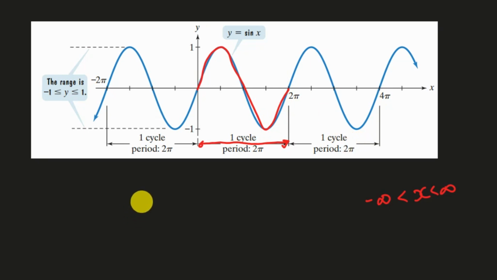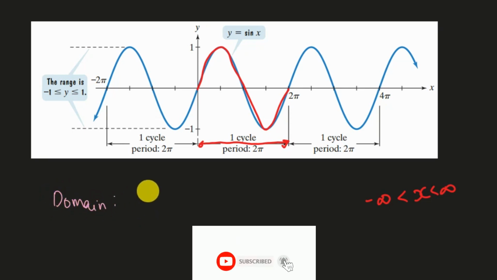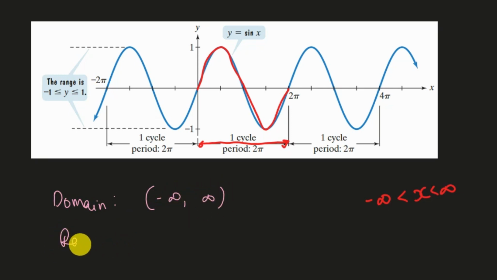So from this graph, what we can conclude is that the domain of the function is minus infinity to infinity, right? And the range is minus 1 to 1. Here you can see that the y value ranges between minus 1 and 1. And what is the period? The period here is 2 pi. Period means after this the values are going to repeat. This is what we mean by period.